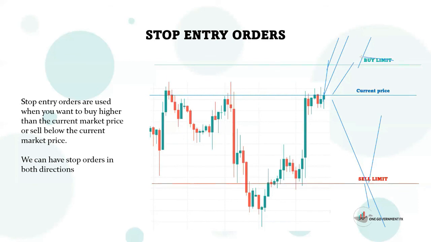Sorry, I meant the buy limit earlier. So this is meant to be a buy stop, and then it's meant to be a sell stop down there. I'll correct that for everyone. So this is all on the stop entry order.